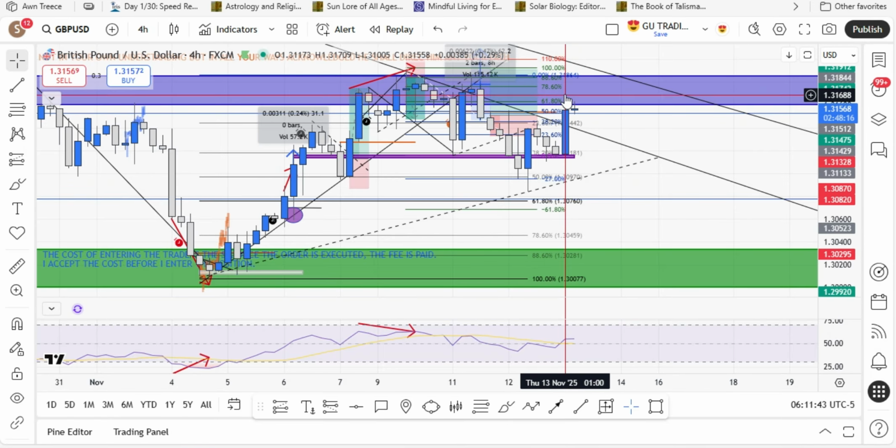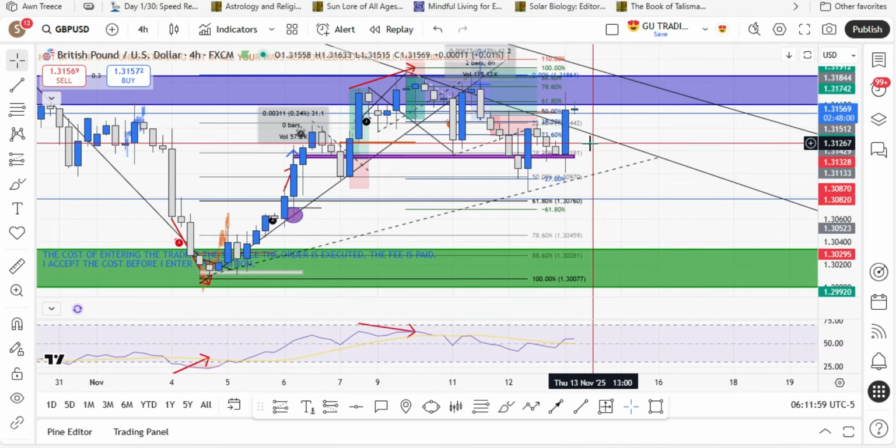There's also a wick here. Oh, that was a nice push up there. I believe that was during news. So that wick up there shows how far it went when that news event happened.